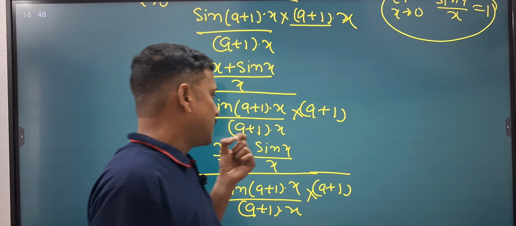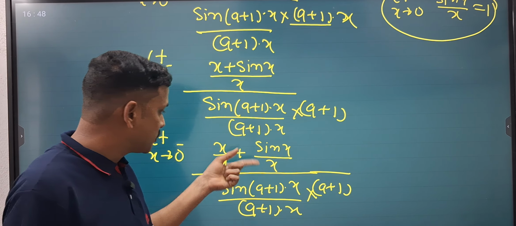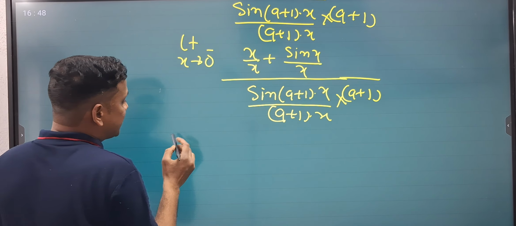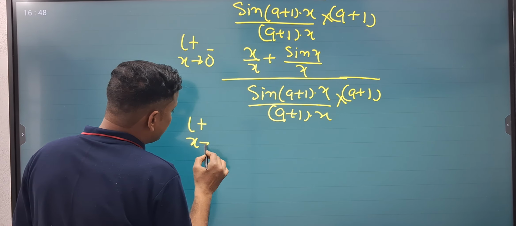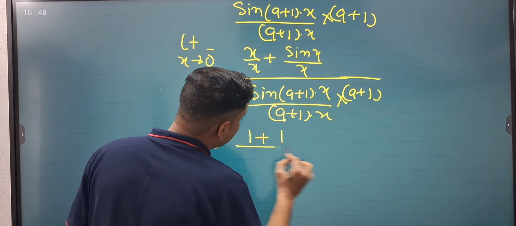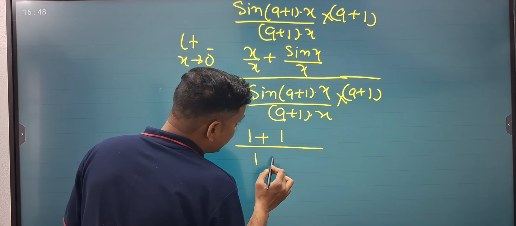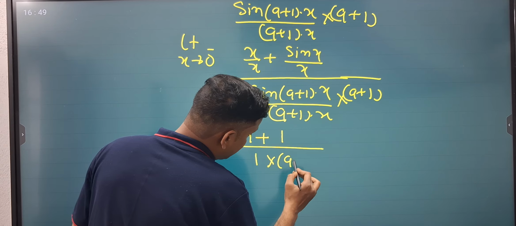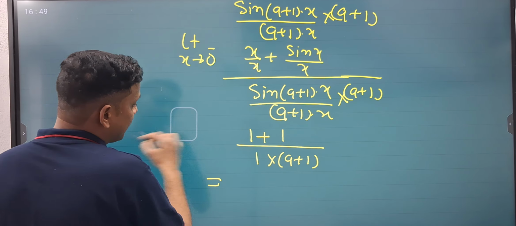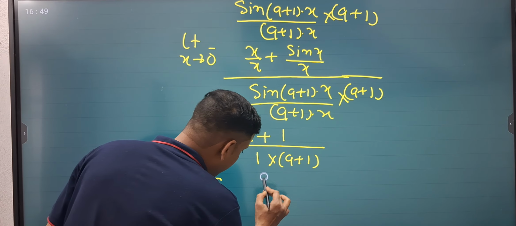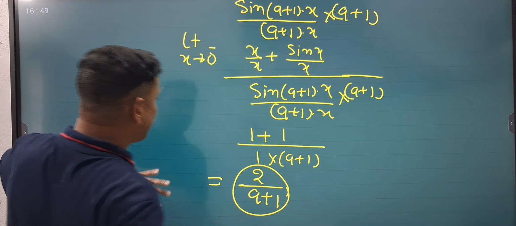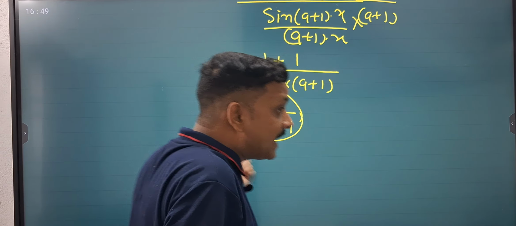Now from the limit formula we know that limit x tends to 0 of sin x by x is 1. So instead of sin x by x we can put 1. So the next term will be limit x tends to 0 of x by x, which is already 1, plus sin x by x, which is 1, divided by 1 into a plus 1. When you put the limit you don't have to write limit x tends to 0 here. So this will be 2 by a plus 1, and this is my LHL limit.